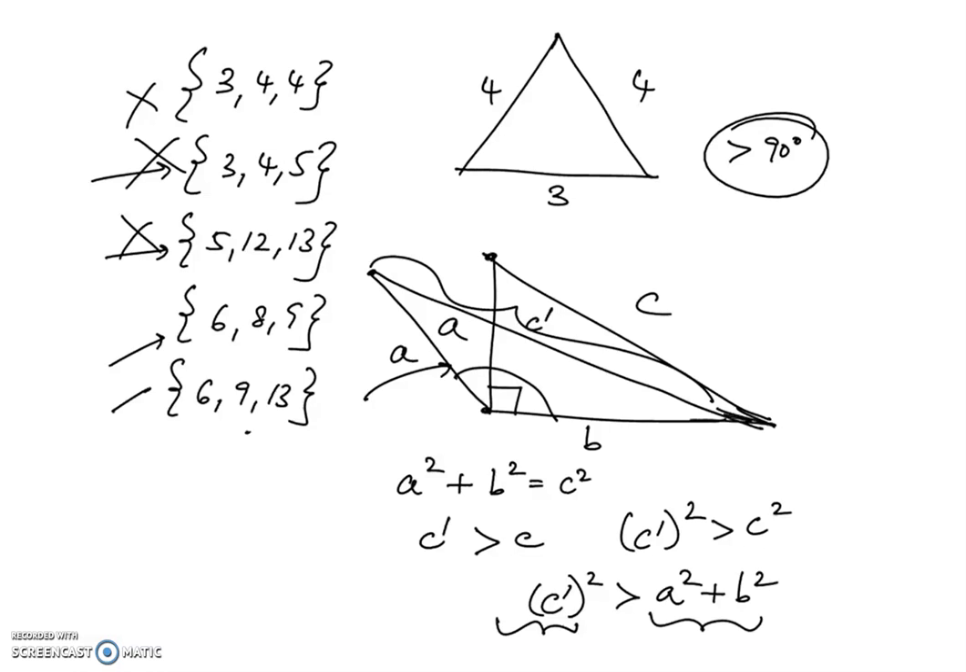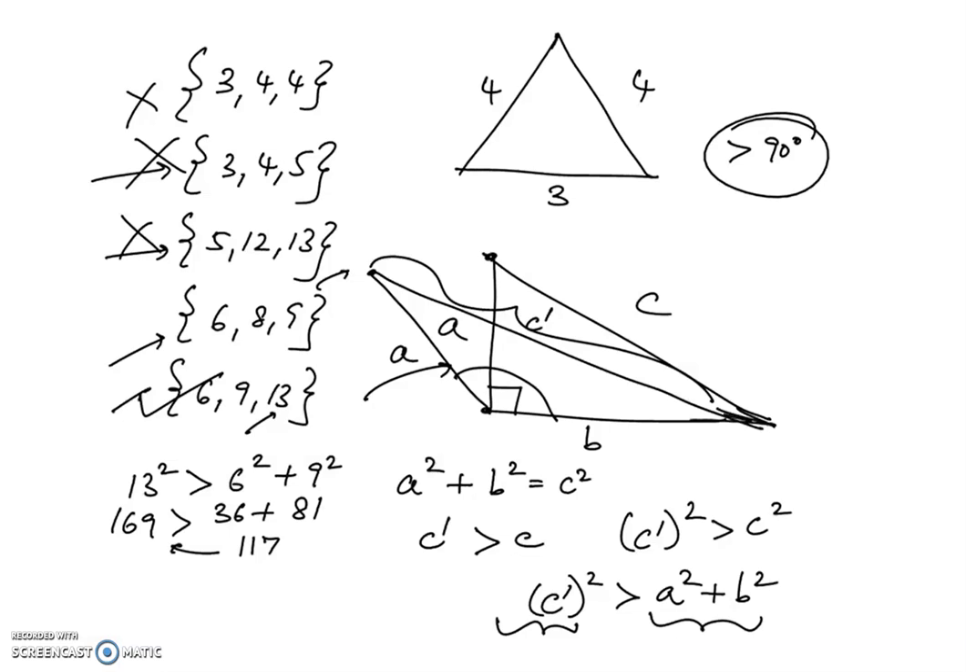So we can test it here. So 13 square, is that greater than 6 square plus 9 square? That's 36 plus 81, that's 117. 13 square is 169. And indeed, that is true. So the answer is E.